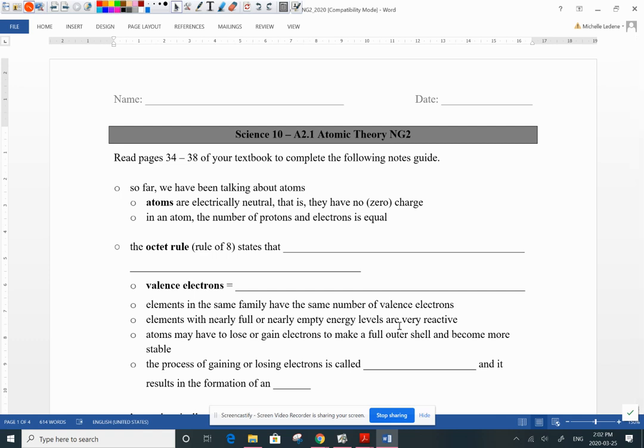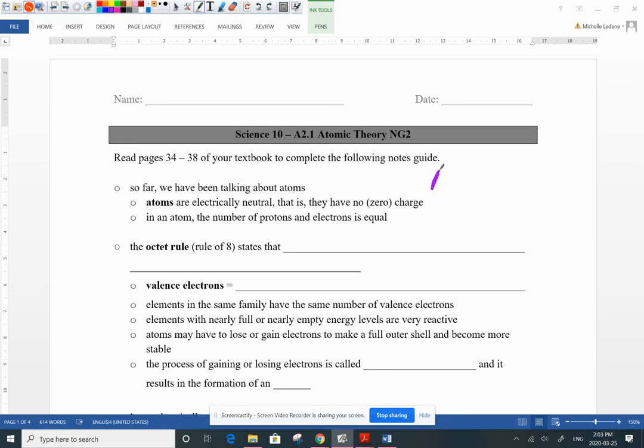Good morning, Science 10s. Today I'd like to talk to you about atomic theory. This is note guide number 2, and today we're going to start talking about ions. So far, we have just been talking about atoms. Atoms, of course, are neutral. They have the same number of protons as the number of electrons.